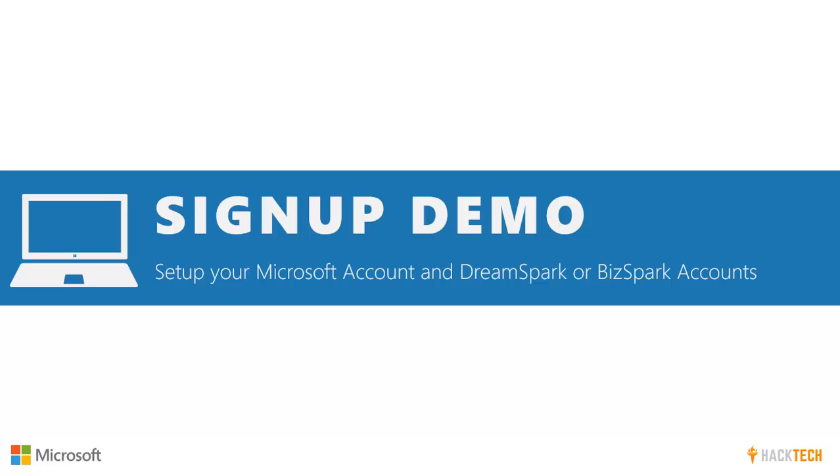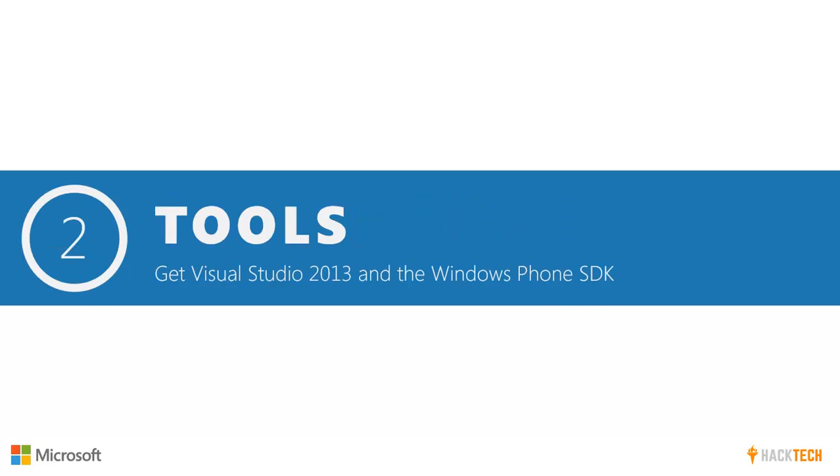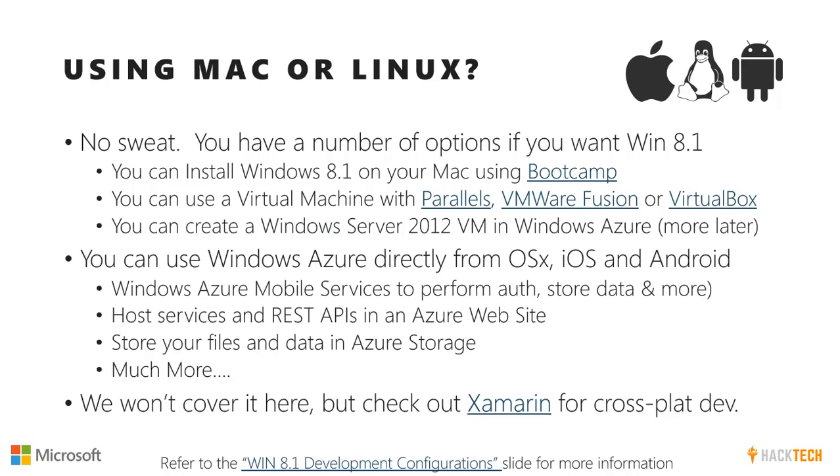Great. Well, now that you've signed up for the different programs, you can then go in and start looking at getting the tools that you need. And again, remember I mentioned already that you can download Visual Studio 2013 through your DreamSpark or BizSpark memberships. But I do want to mention a few other things here. If you're coming in using a Mac or Linux workstation, no problem. You have a number of options if you want to do Windows 8.1 or Windows Phone development. First of all, on a Mac, you can install Windows 8.1 using Boot Camp or just on Linux and install it on another partition and dual boot between those two operating systems.